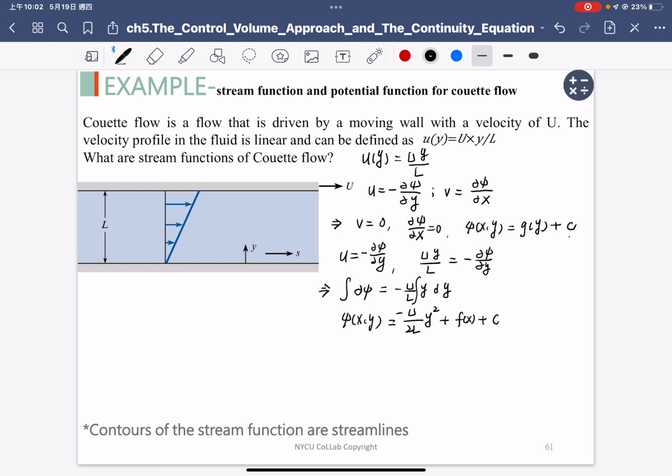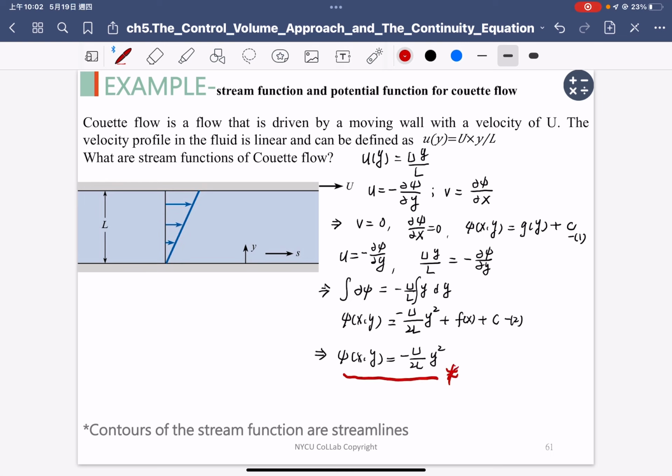So we can compare two equations. This is equation 1. This is equation 2. You compare each side. You may know that finally psi(x, y) is only equal to minus U y squared over 2L. And you can see that different conditions have different streamline functions. So this is our streamline function.